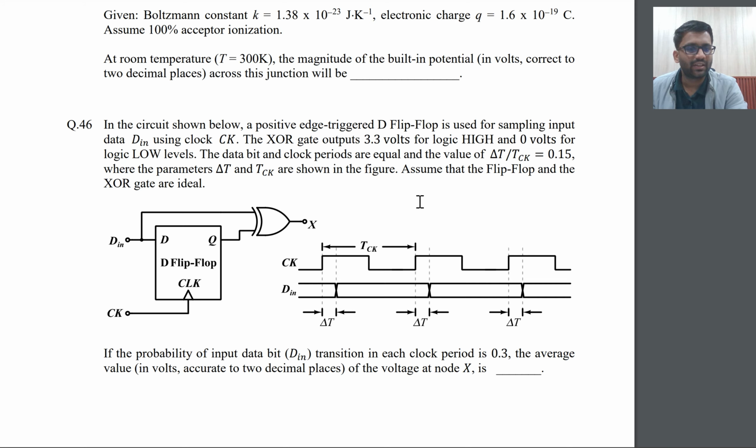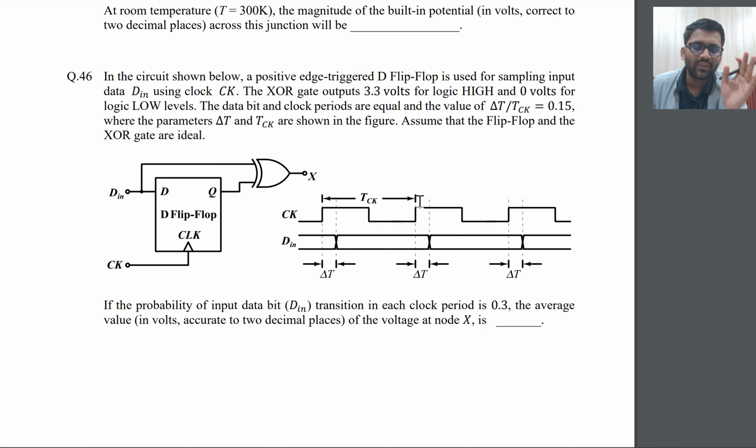Now the next question is based on digital electronics. No matter how comfortable you are, this will take a bit of time in the examination, because here they have introduced some probability. They have given, okay, high clock is 0.3, low is 0. They have also given delta t by t clock timing, that is 0.15. So first you need to consider the probability to be 100%, then solve the problem, and then consider the probability to be 0.3. So you need to multiply 0.3 to the final answer.